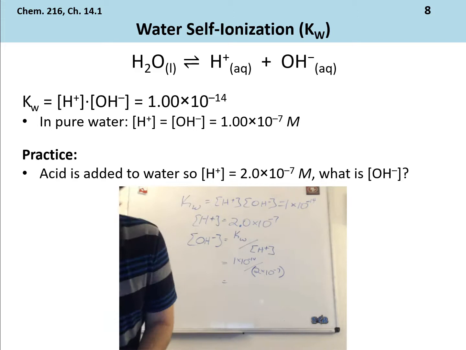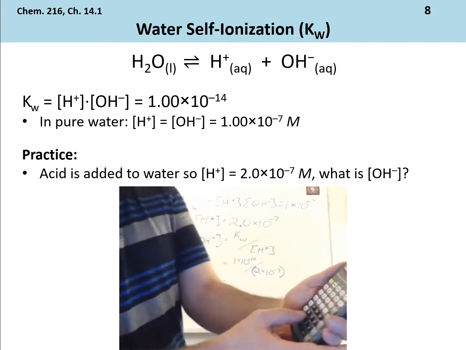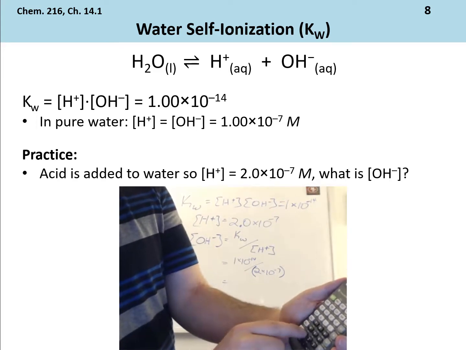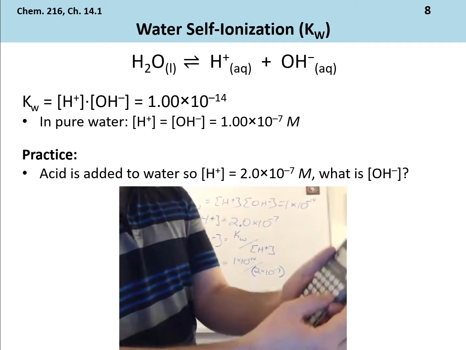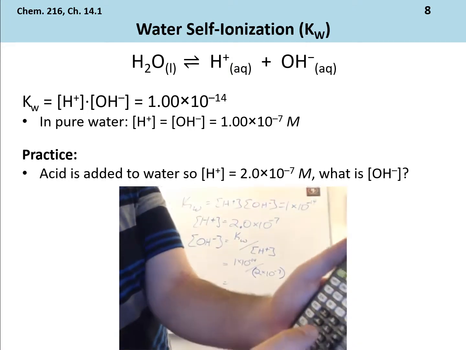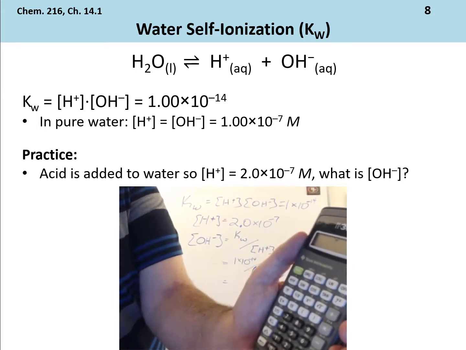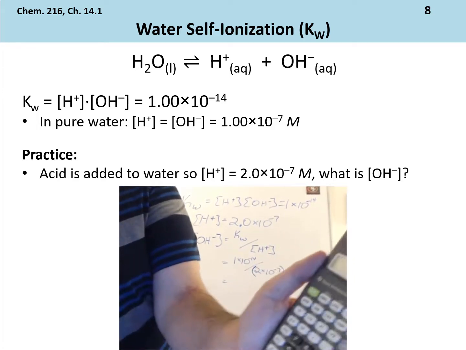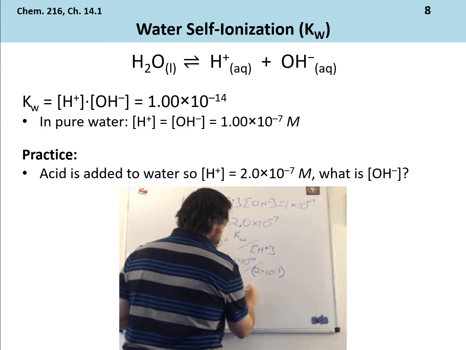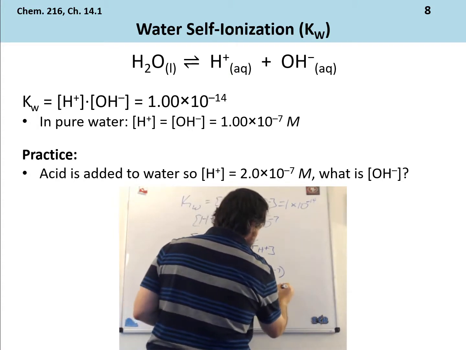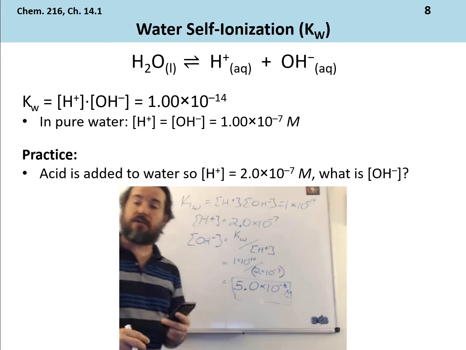All right, so I'll show you on my calculator. I have 1e to the negative 14th. I divide, and on my calculator I can do 2e to the negative 7th, and I get 5e to the negative 8. That's 5 times 10 to the negative 8. This is molar because it's concentration.